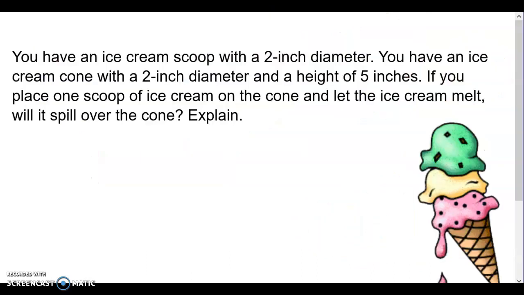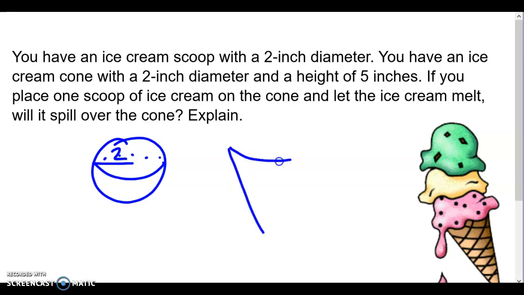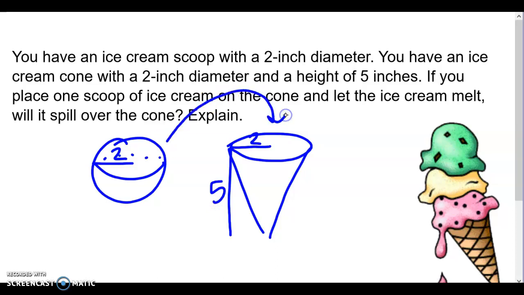All right, moving on. This is the last one. You have an ice cream scoop with a 2-inch diameter. Well, guess what? A scoop of ice cream is going to be a sphere. You have an ice cream cone. That's going to be a cone with a 2-inch diameter and a height of 5. If you place 1 scoop of ice cream on the cone and let it melt, will it spill over? So what I need to do here is find the volume of all of these. So go ahead and pause the video and find the volume of both.